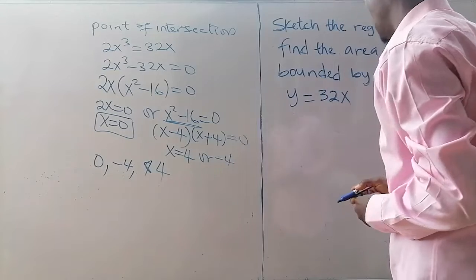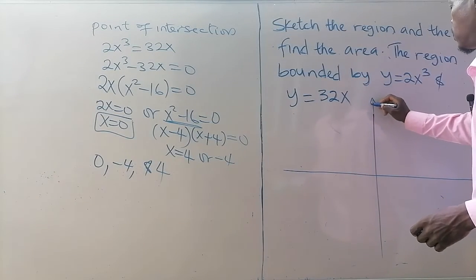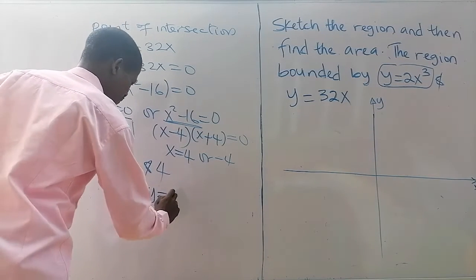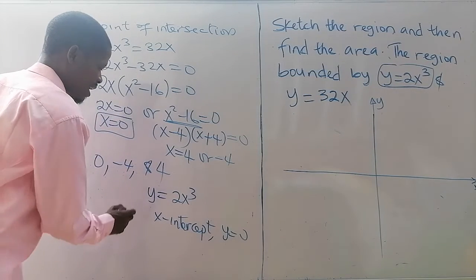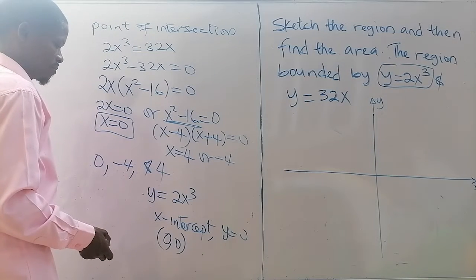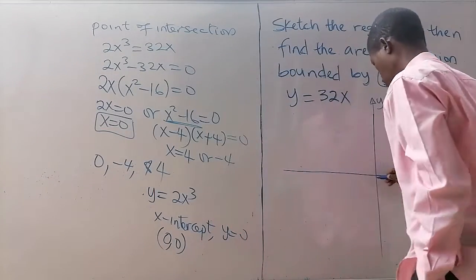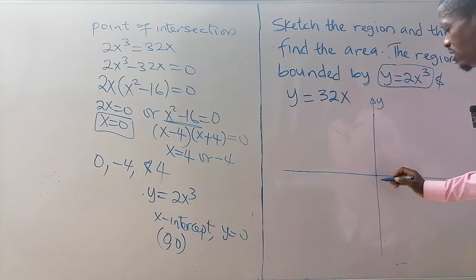Then the next thing to do is to begin to sketch the curve. This is my y, this is my x. So let's quickly graph this cubic function. For the x-intercept, y is 0. If y is 0, x also will be 0. So we have (0, 0) as both the x-intercept and y-intercept. So it's going to pass through this place. When x is 0, y is 0 too.